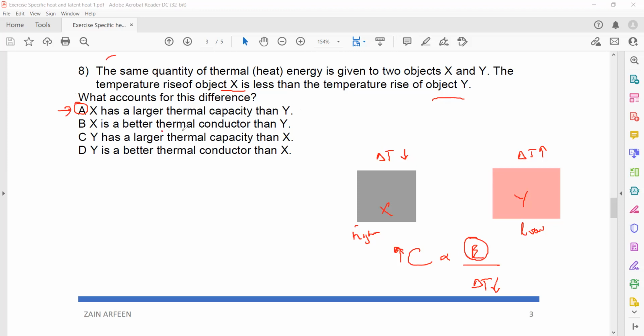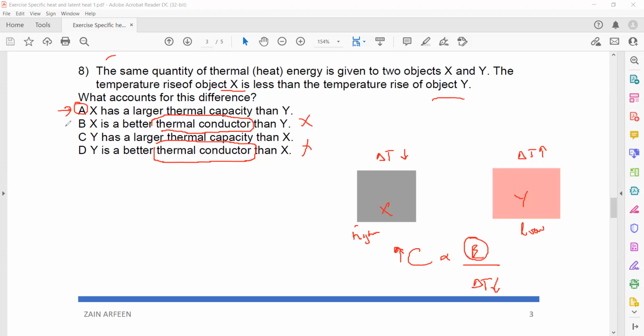We cannot say anything about thermal conductor. Why can we not compare the thermal conductor? For a thermal conductor, you should know how much time X took to transfer energy and how much time Y took to transfer energy, and using the time you can compare the good thermal conductor. The one which is taking a short time is a good thermal conductor, but in the question they did not mention anything related to time, so we cannot use these options. So we are left with either A or C, but because for X the temperature change is smaller, it will have a higher thermal capacity.